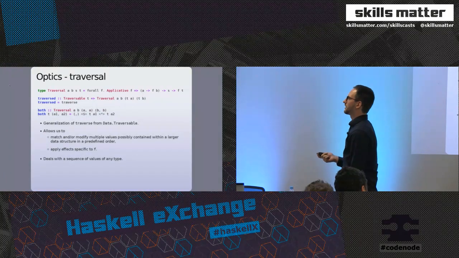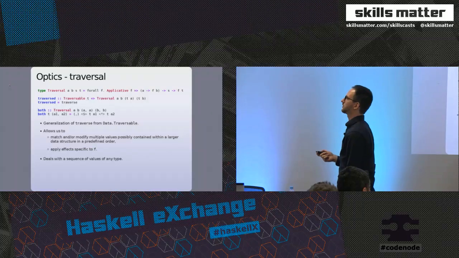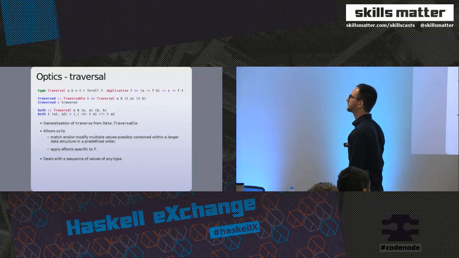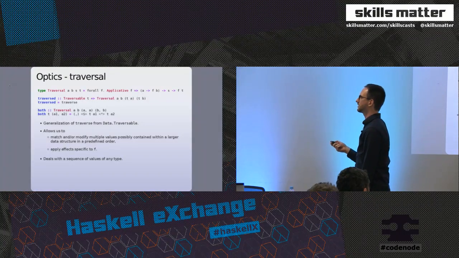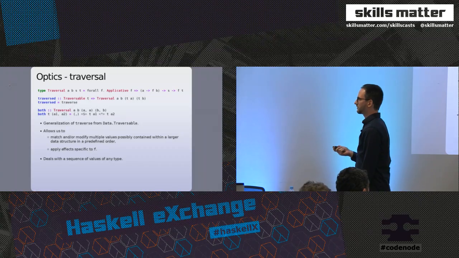Another one is a traversal. Here I'm cheating a little bit because this is not actually a concrete representation of a traversal. This is the van Laarhoven encoding of a traversal. But the concrete representation of a traversal is somewhat hard to understand. I think this is better. It captures the concept better because a traversal is a generalization of traverse from Data.Traversable, right? So traverse is basically a traversal from A to B, that is, t a to t b, right?